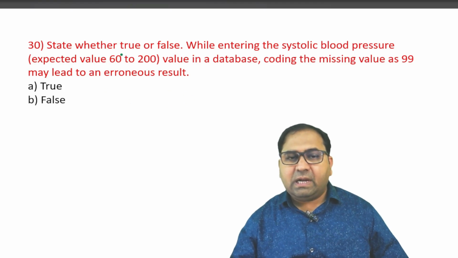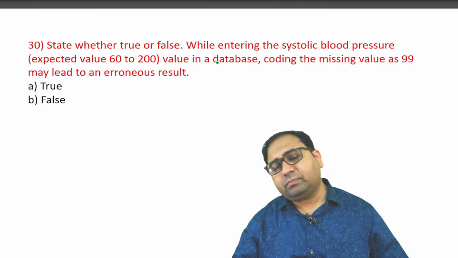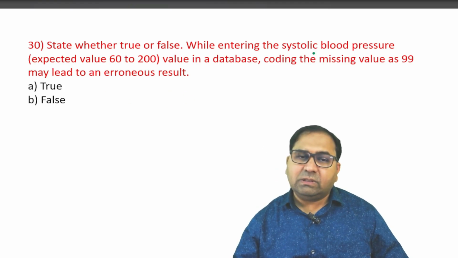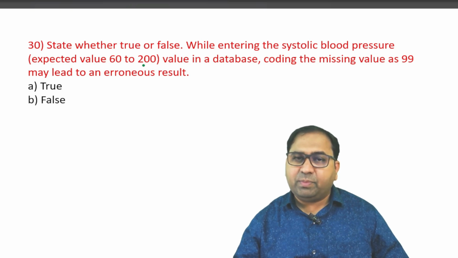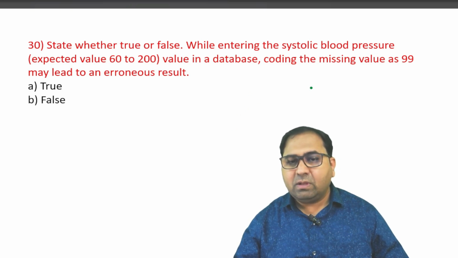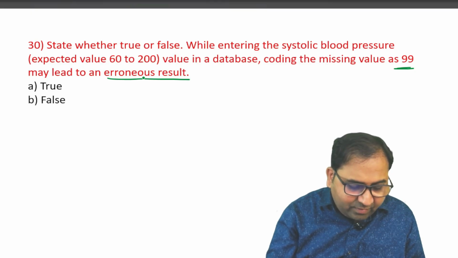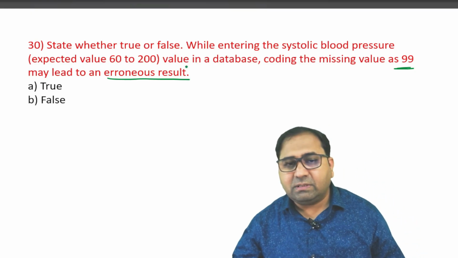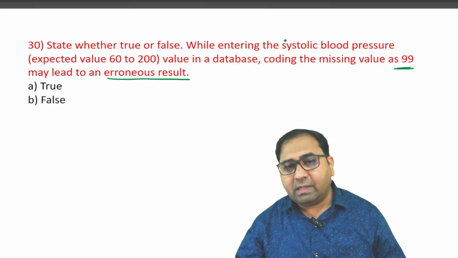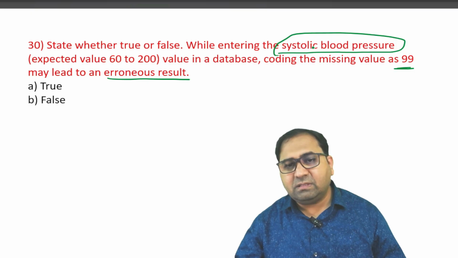Next question, state whether true or false. While entering the systolic BP, that is the expected values between 60 to 200 value in a database, coding the missing value as 99 may lead to an erroneous result. Is this a true statement or a false statement? In the previous question itself, we have discussed that missing value is 99, but when you are entering the systolic BP, this variable is different. Systolic BP is different.